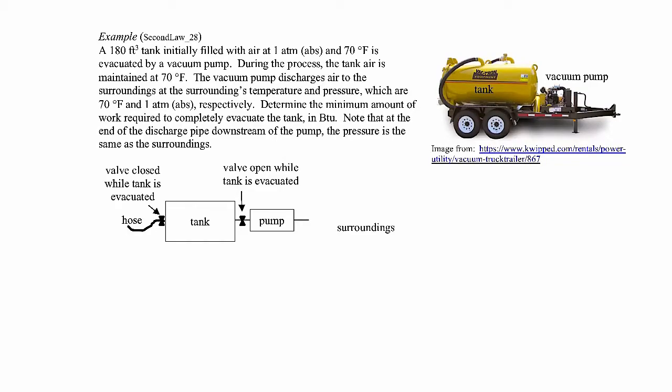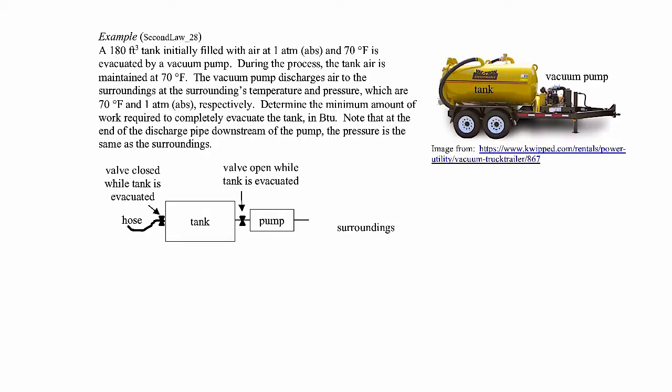Let's get started with this example. Here we have a vacuum tank that's being evacuated by a vacuum pump. So this is a very realistic, kind of a real-life example. You've got a vacuum tank here. There's a vacuum pump, and the purpose of the vacuum pump is to pull the air out of the tank so that you create a very low pressure vacuum inside that tank.